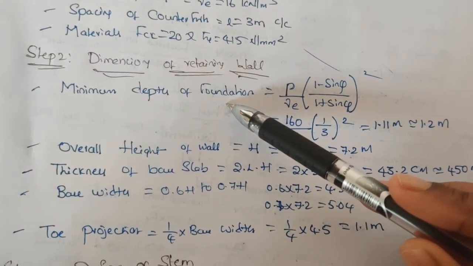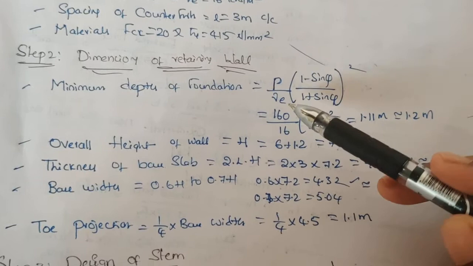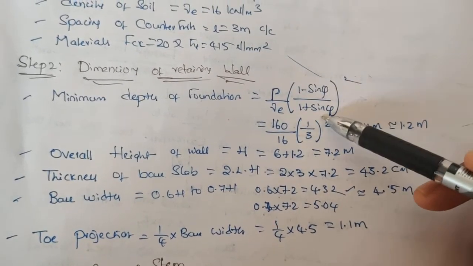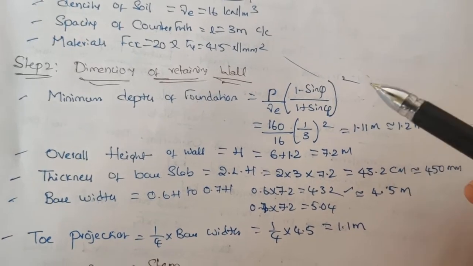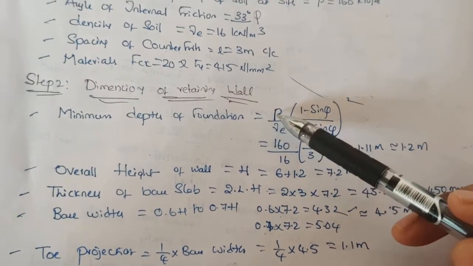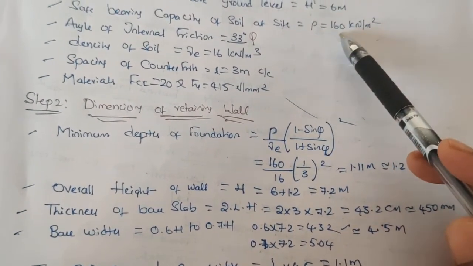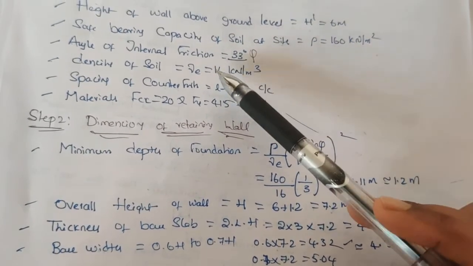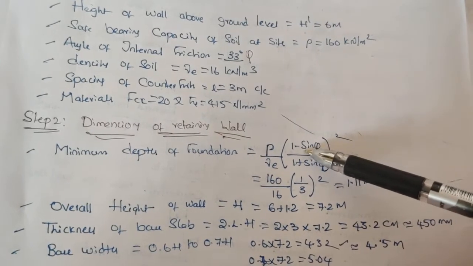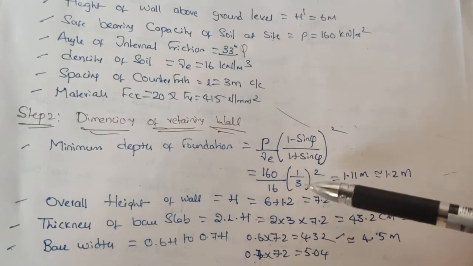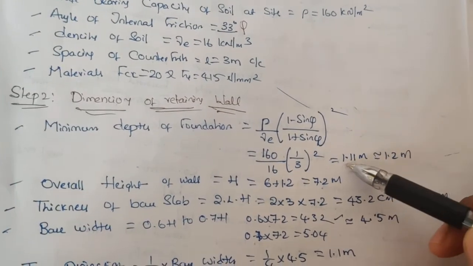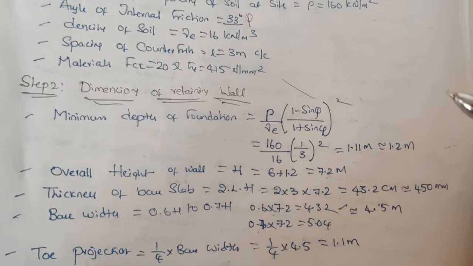So first, you have to find out the minimum depth of the foundation, that is equal to nothing but rho by gamma E into ((1 minus sin phi) by (1 plus sin phi)) whole square, as per Rankine's formula. So here rho, nothing but safe bearing capacity of soil, is 160, and gamma E, density of the soil, is 16, divided by (1 minus sin 33) by (1 plus sin 33). You will get approximate value 1 by 3 only. So when you are calculating, you will get 1.2 meters.